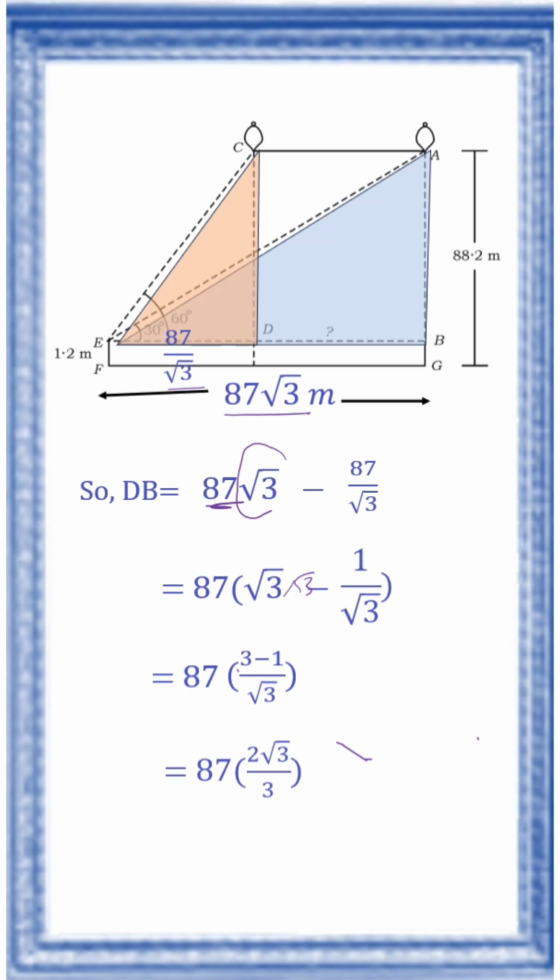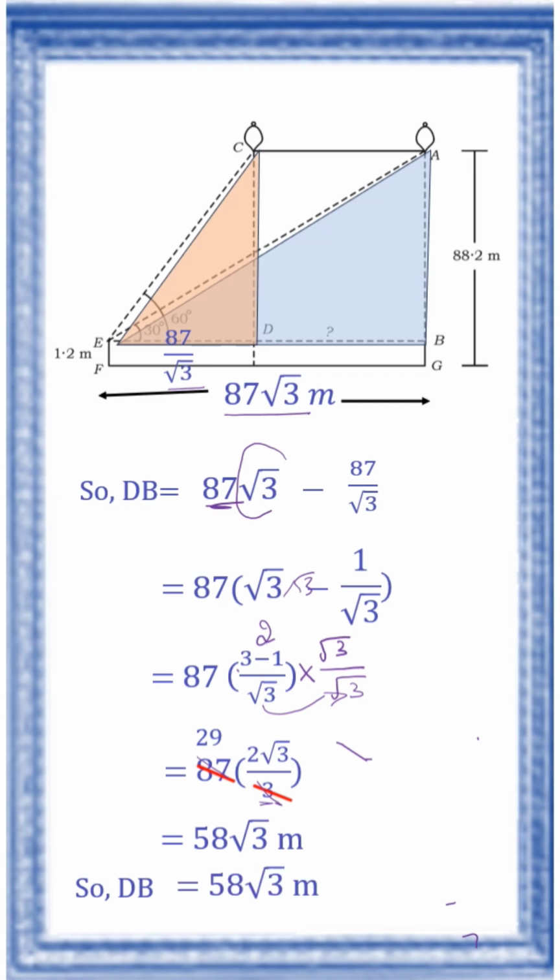here 2. Why has it become root 3 here? Multiply both numerator and denominator by root 3. Root 3 into root 3, that is 3. 2 root 3 in the numerator. Here 3 ones are 3. How much? 29s are. So 29 into 2, what is it? 58 root 3 meter. This is our answer. So DB, the distance travelled by the balloon, is 58 root 3 meter.